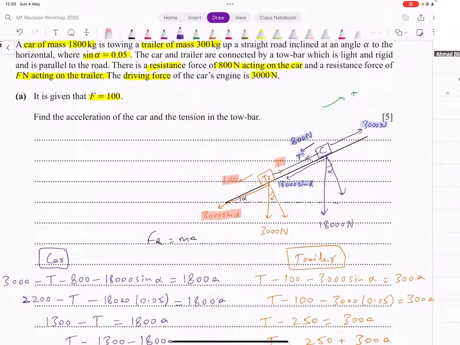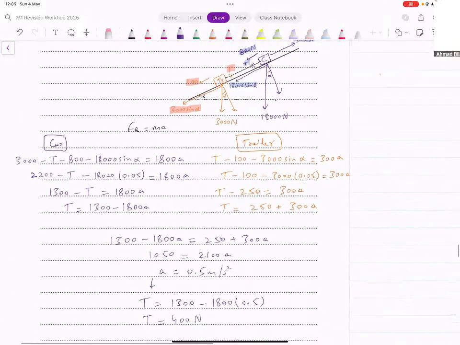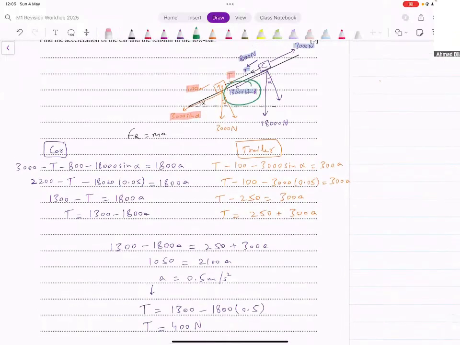Represent all the forces, apply Newton's second law of motion, both of them separately, and then find the values of T and A. That's really straightforward. That's Newton's second law of motion. Do not forget the weight components. A lot of times people end up forgetting the weight components. There are going to be weight components acting in this direction as well. You have to consider them. In Newton's second law of motion, you do consider weight.